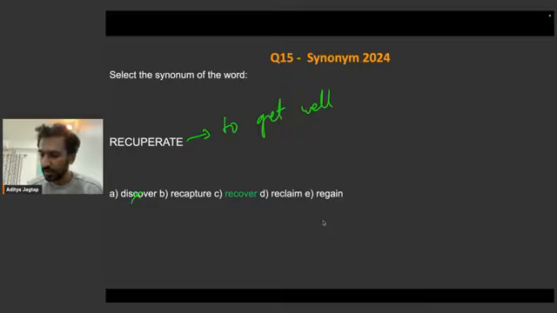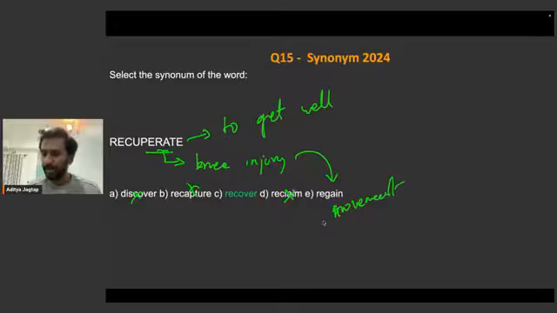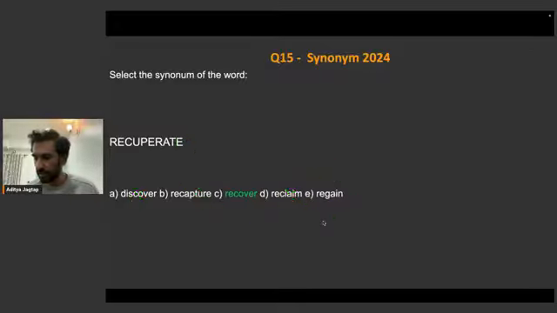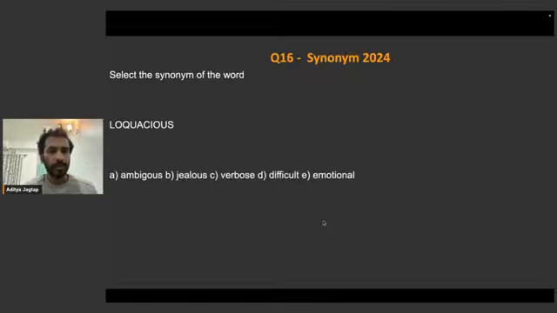So discover, obviously not. Reclaim health, this claim wouldn't work in this case. Recapture wouldn't work. But for example, if someone recuperates from a knee injury, that can mean they have regained movement, right? So we can distantly consider recuperate to be related to regain, but obviously the best answer would be recover, to improve. All right.